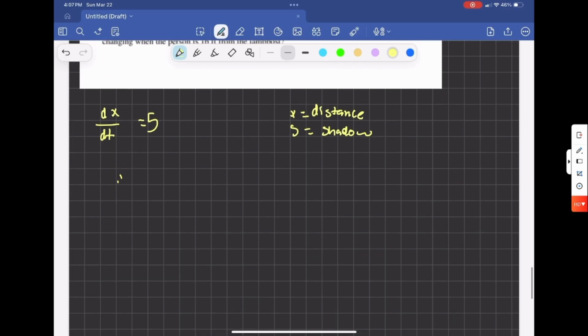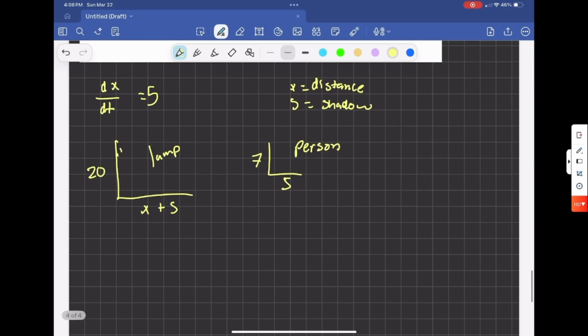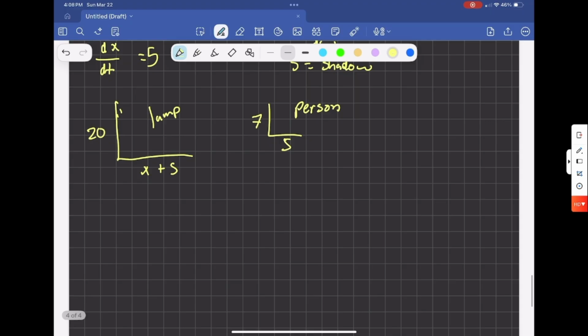Okay, so drawing this, the lamppost is 20 feet tall, and our distance is going to be the distance from the guy to the lamppost plus the shadow. For our smaller triangle, we're going to get the 7 feet tall person, and then the shadow is going to be the bottom. So this is for the lamp, this is for the person. In which case we can scale these basically. So the height divided by the base is equal to the height of the person over the base as well.